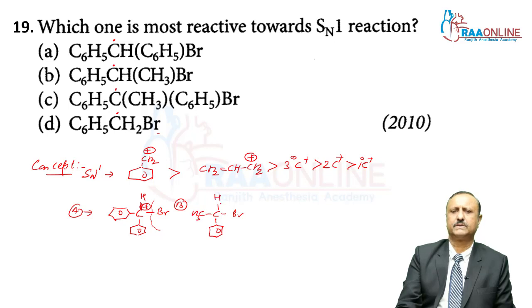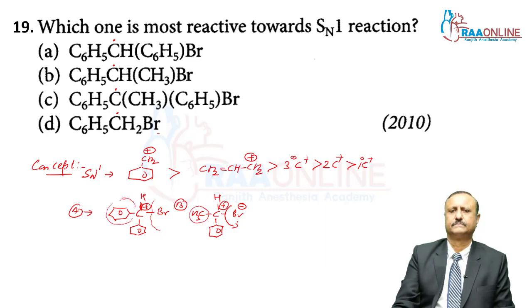When this Br leaves in the solution, then the positive charge is present on this carbon atom. Here a CH3 group is present, and here you can say a benzene group is present. This is the difference between A and B. Now we can go to the C.